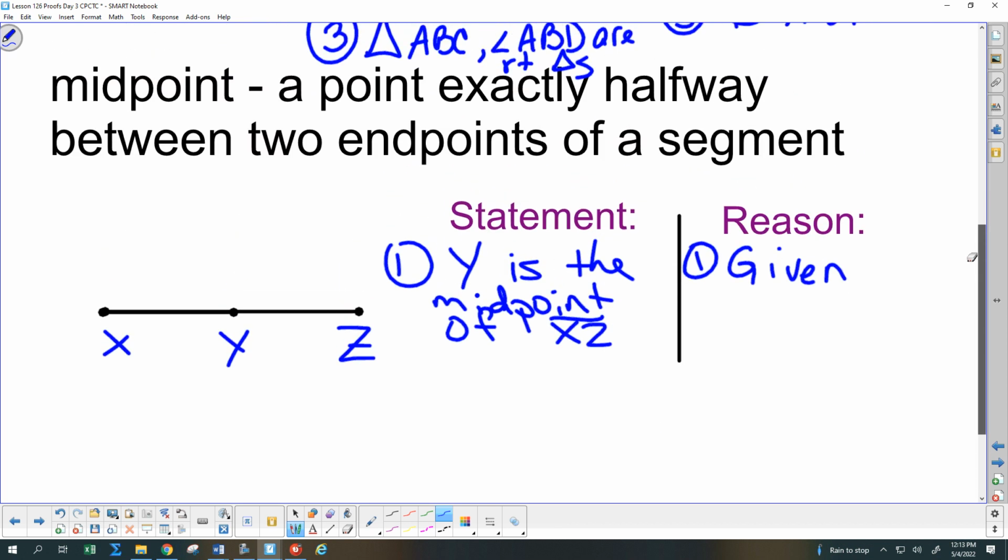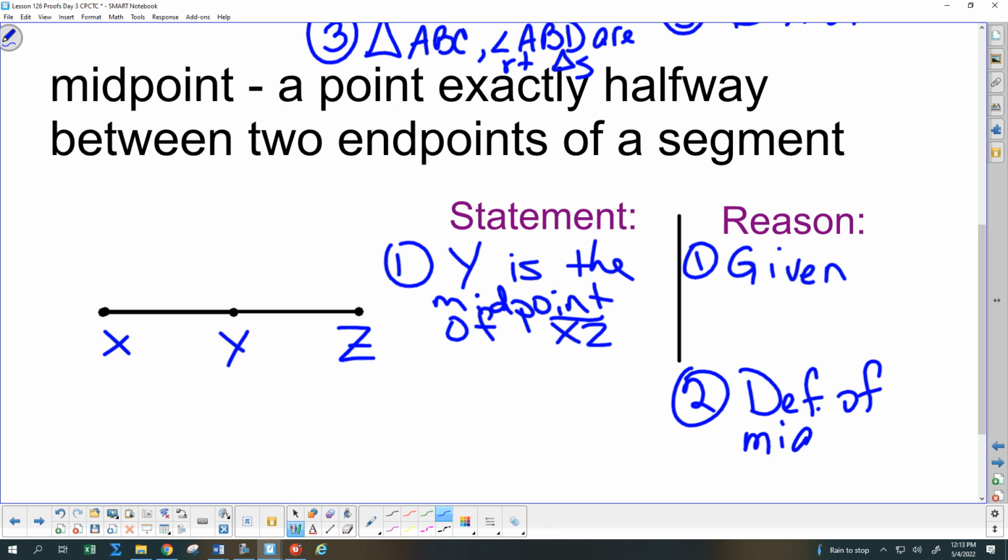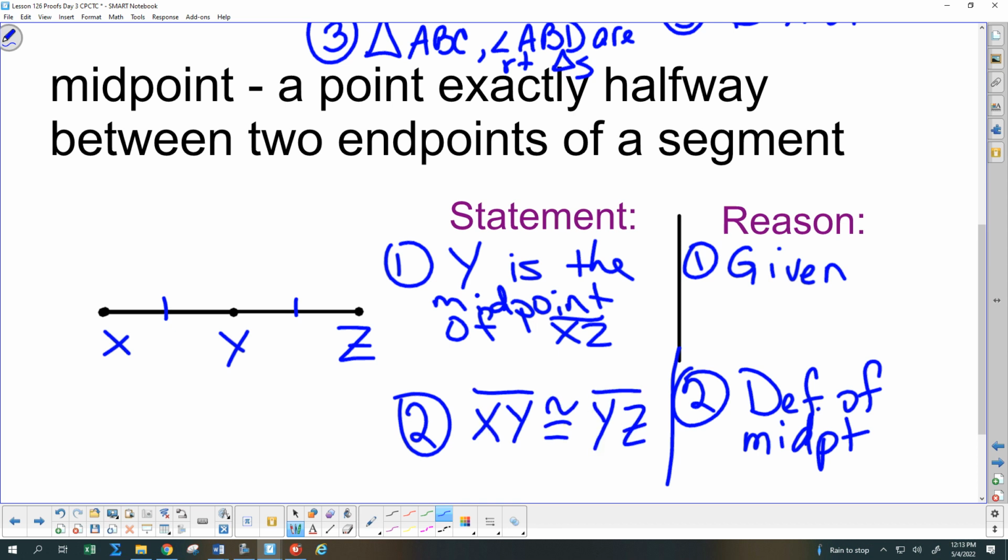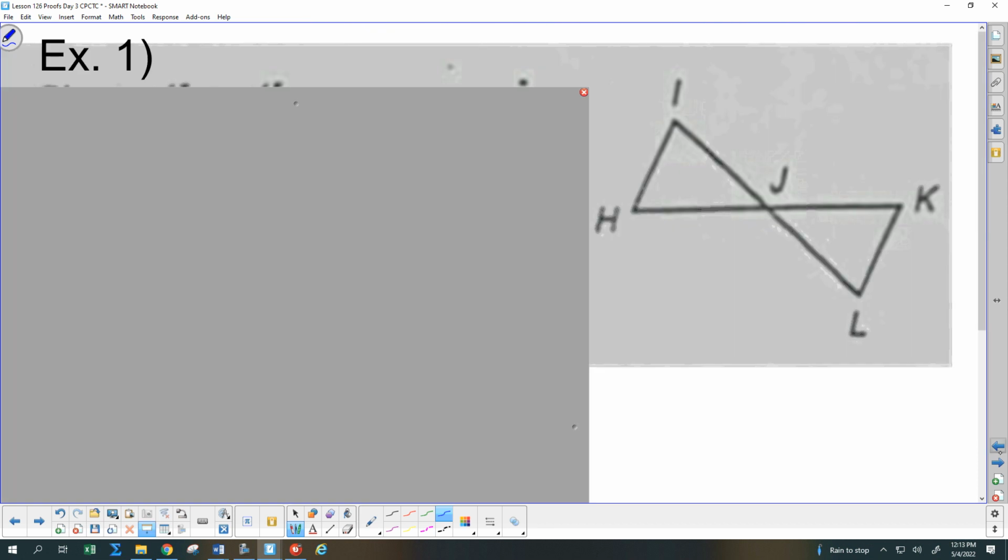then what I could say sometime after that, I could use the definition of midpoint to say that Y cut this exactly into 2 equal pieces, 2 congruent pieces. So XY is congruent to YZ or ZY, depending on which way I would need it in my proof. Those 2 make sense to everybody? So we're going to do a couple of examples before we go on to the other new things.